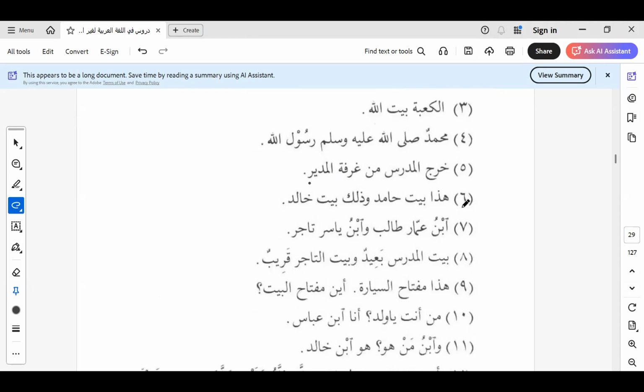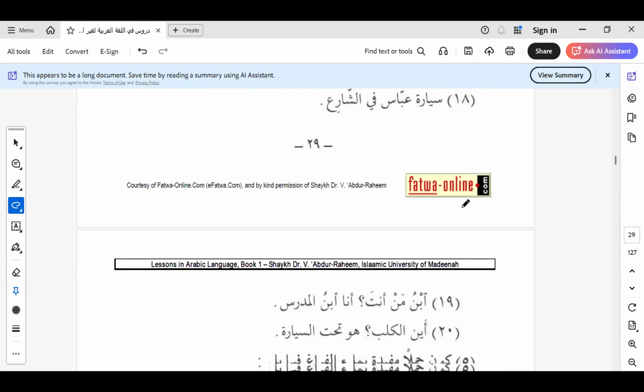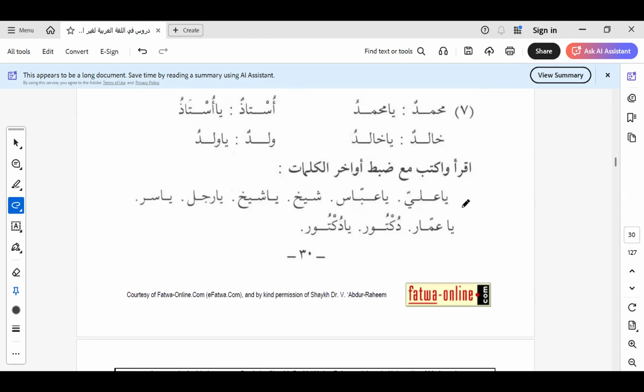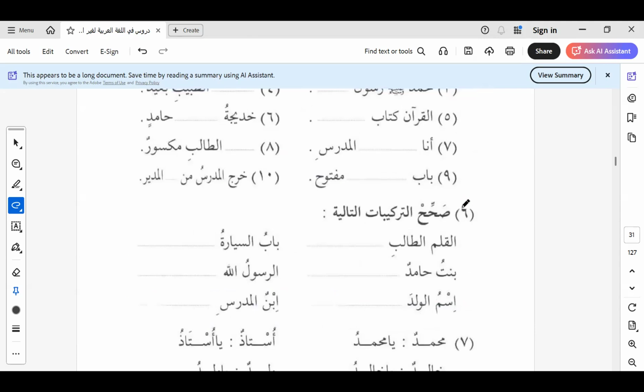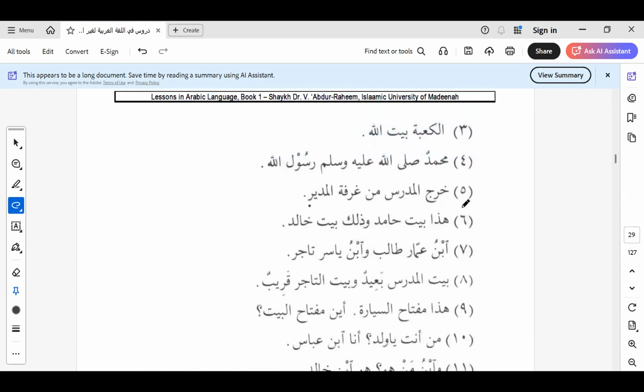Okay, yes, who's gonna read this? And then we hand on this note. We have a few examples to read. So we still have a lot of things to practice. It's just for practice anyway. So number 6, who's gonna read number 6? This is an idafa expression.